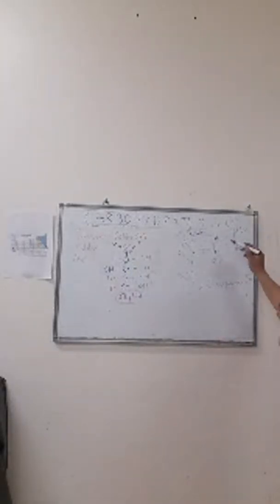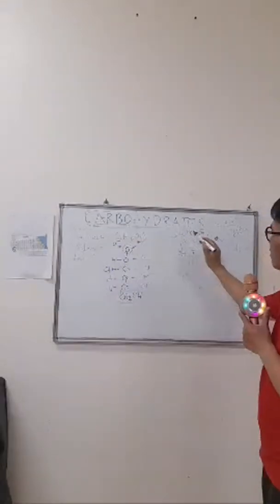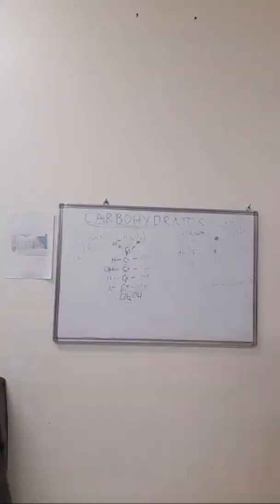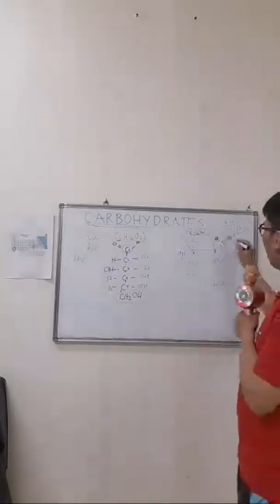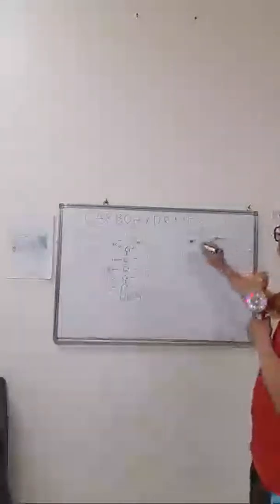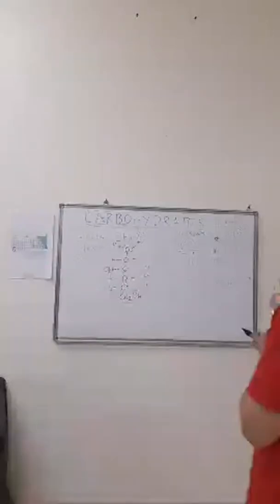Carbon: 1, 2, 3, 4, 5, 6. 6 carbon. Pasok sa banga. Then oxygen na yun. Ang oxygen ng C6H12O6, 6 oxygen siya. 1, 2, 3, 4, 5, 6. 6 na yung oxygen.